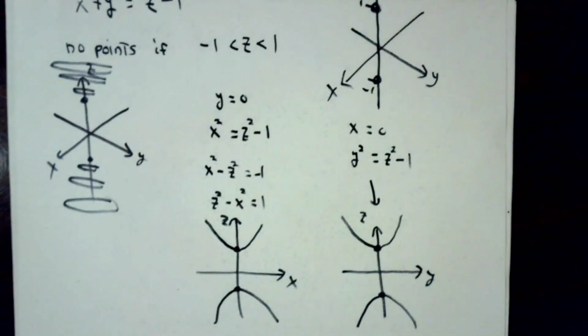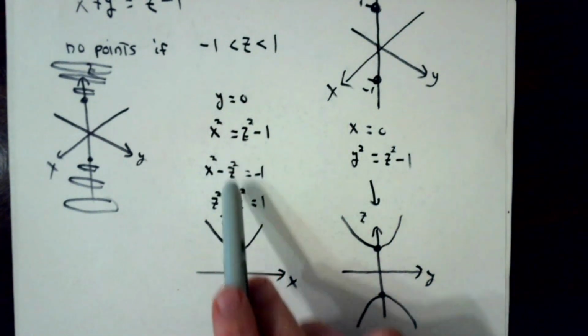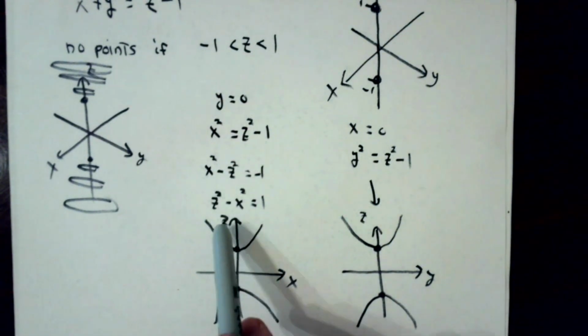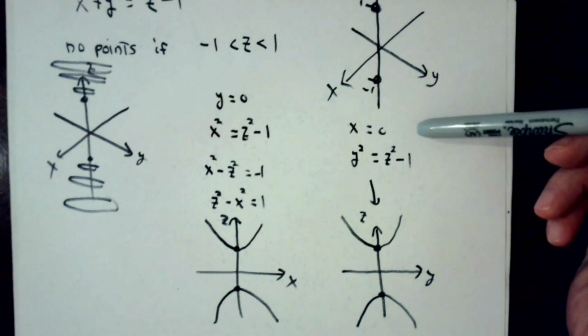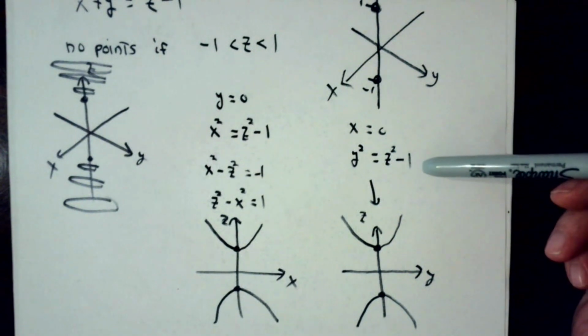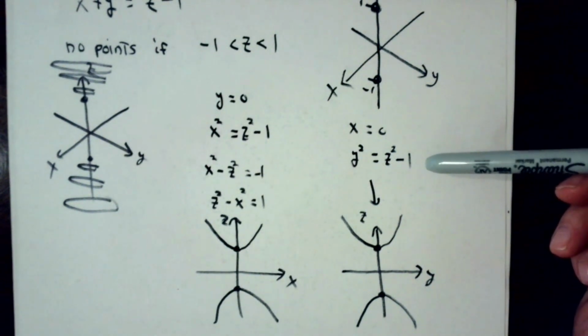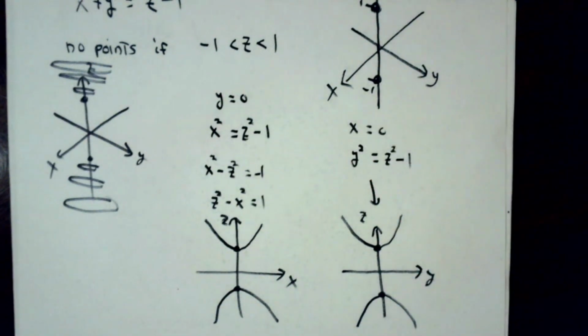If y is 0, then x squared is z squared minus 1, and after rearranging a little bit, z squared minus x squared is 1. This is a hyperbola which will have z-intercepts at 1 and negative 1. If x is 0, then y squared is z squared minus 1. This is the same as this, except the letter x has been replaced with y, so the result will be the same. The cross sections in the other two coordinate planes are hyperbolas.